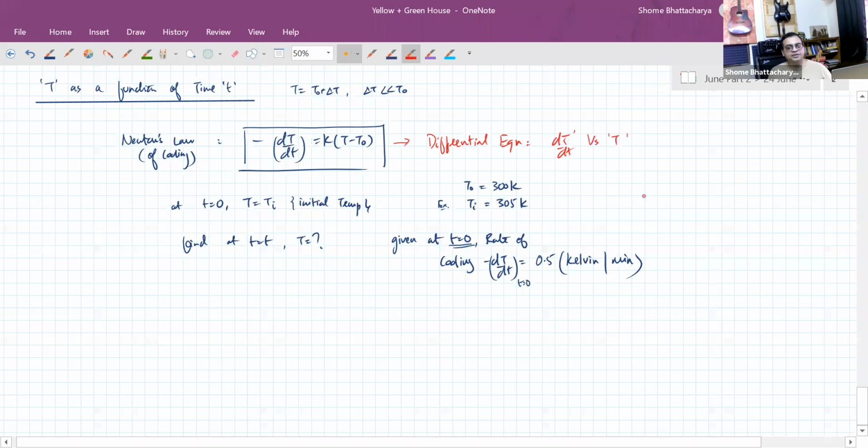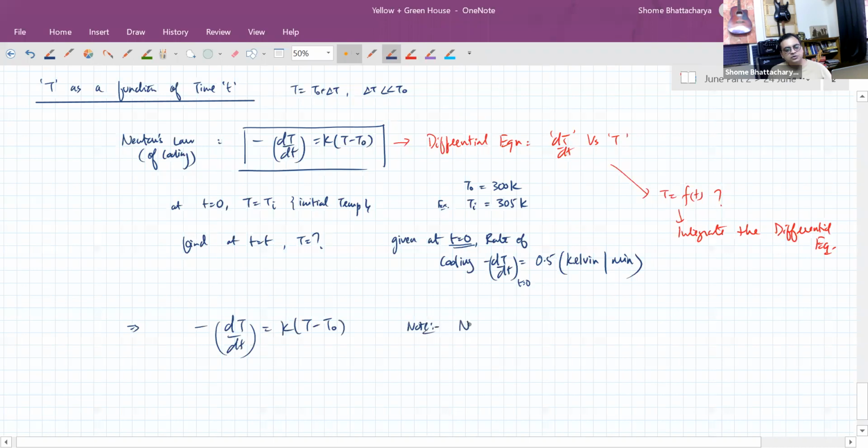To get temperature as a function of time, we need to integrate the differential equation. So this above equation needs to be integrated. Let's understand it in principle first, then we'll put in the values. So this is equal to this constant into T minus T naught. Keep in mind that the surrounding temperature T naught is also constant, not changing with time. And of course, k is a constant.